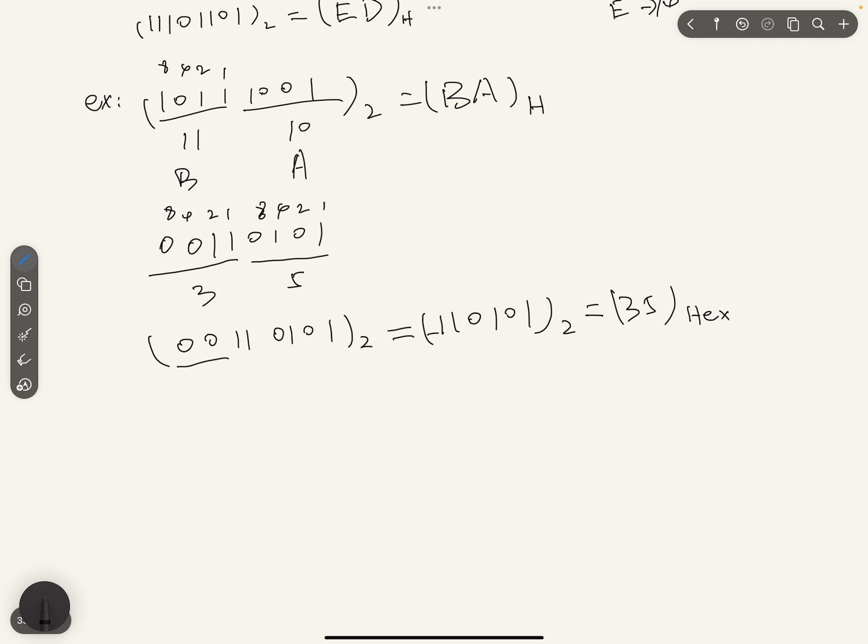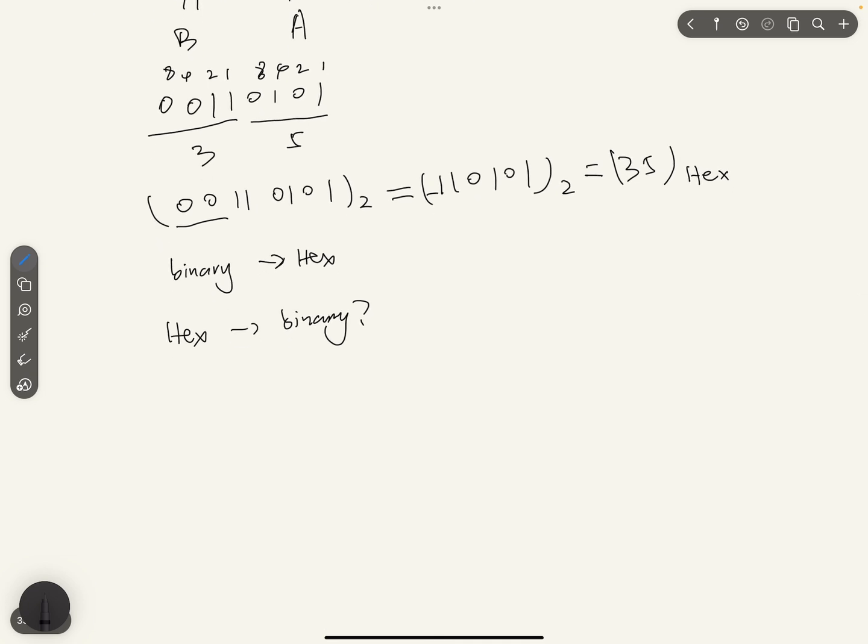So now we know how to convert binary to hex. How do we convert the hex to binary? Let's say we have a hexadecimal, let's say it's 46 in hex. What's the number in binary? Same thing, we just convert each digit to 4-bit binary.